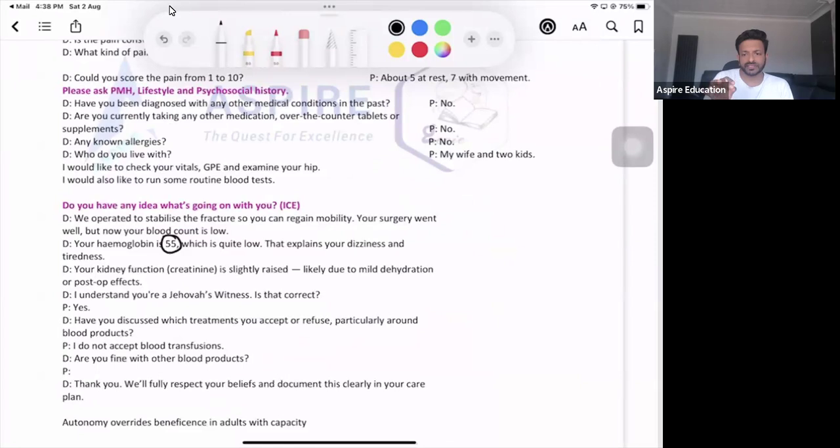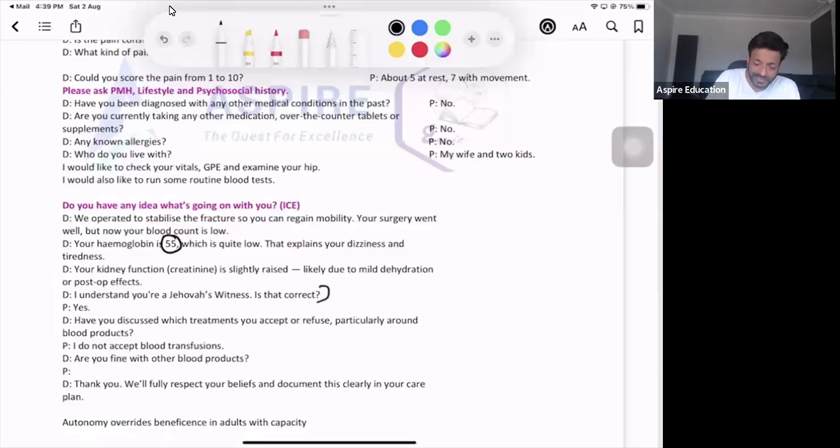Mostly this patient is a Jehovah's Witness. This information is given to you in the question. If not, the patient will tell you in the cubicle. It doesn't matter actually, right? Because some of the candidates said it was inside, the patient told them. Some said, no, it was given outside the cubicle as well. So it doesn't make much of a difference, right? So the patient is a Jehovah's Witness.